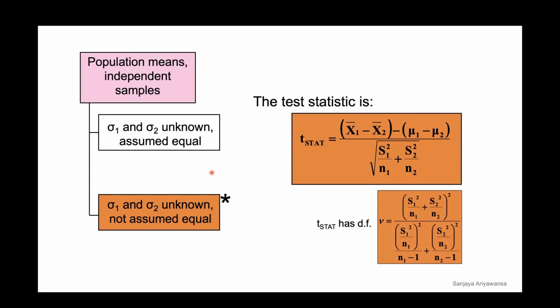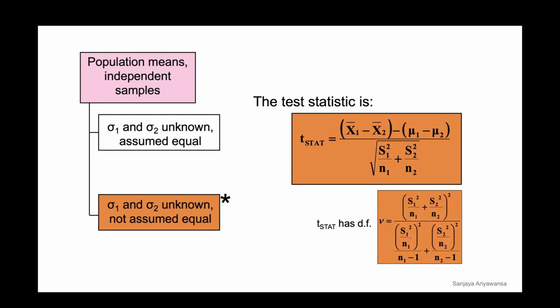right? Which is the variance of your first sample divided by the sample size plus the variance of your second sample divided by the sample size, whole thing squared. That is your numerator. Divided by, in your denominator, you have sample variance squared divided by sample size squared, divided by sample size minus 1, plus sample variance of your second sample divided by sample size squared, divided by sample size minus 1. So this is the equation for the degrees of freedom.